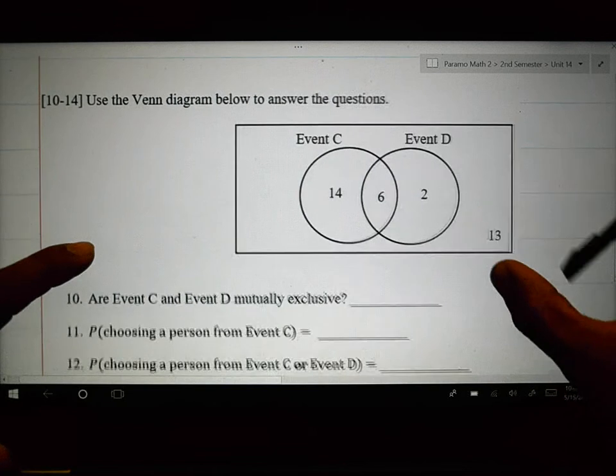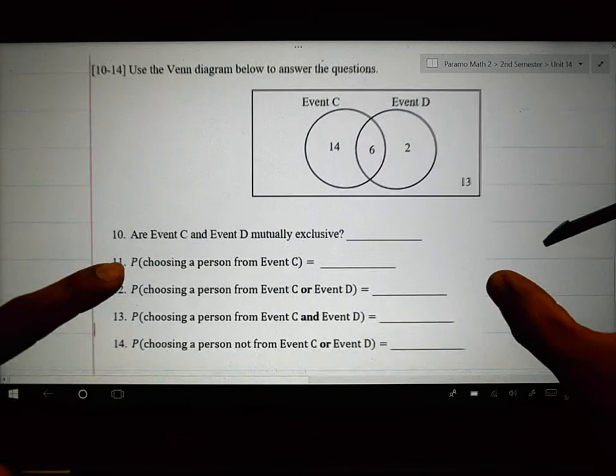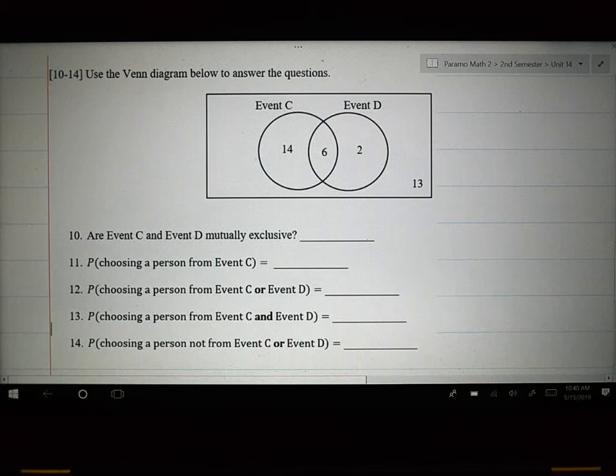Now let's jump to number 10. I chose to do numbers 10 through 14 with you. We'll do them all.